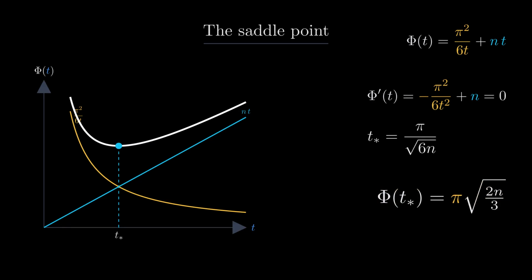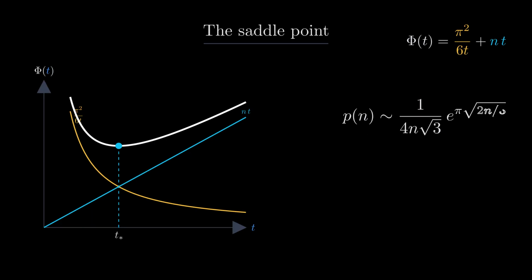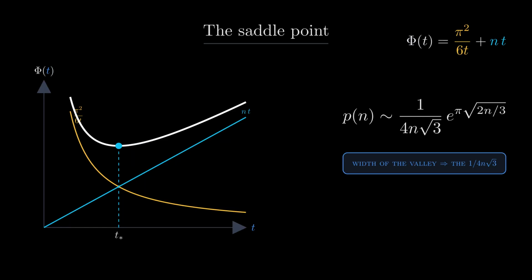And the bump out front? That comes from how wide the valley is. Approximate the integral by a Gaussian around the saddle, with the extra square root factor the modular transformation hands us, and the width delivers the 1 over 4n root 3. Every piece accounted for. The takeaway: one saddle point turns a hard integral into that clean exponent. Pi and all.